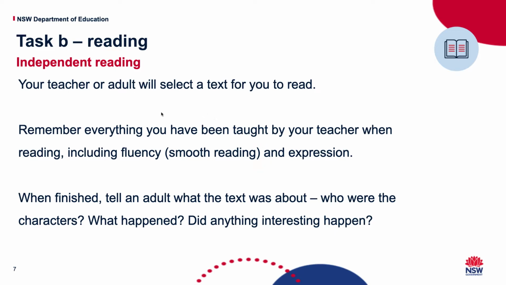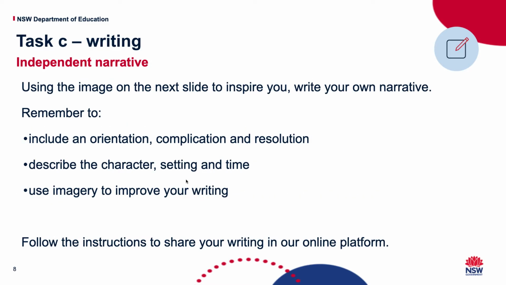Going back and rereading if it doesn't make sense. When you're finished, tell an adult what the text was about. Who were the characters in your book? What happened? Did anything interesting happen? If you're starting a new book, you could predict what happens beforehand. All of those things that we do in reading groups, that's what we want you to do here. But you get to choose the book.